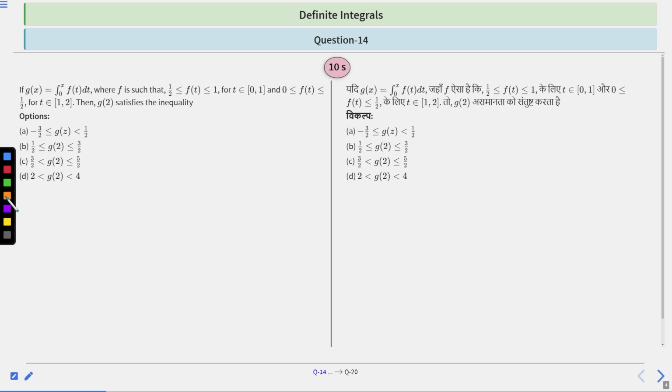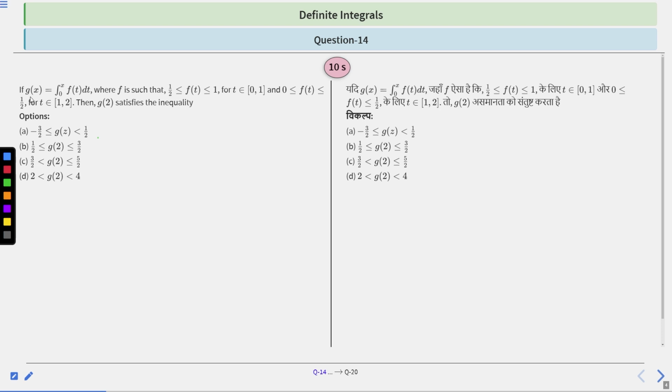So let's start with question number 14, which says that if gx is equal to integration from 0 to x ft dt, where f is such that ft is from 1 by 2 to 1 for t between 0 to 1, and ft is between 0 to 1 by 2 for t belongs to 1 to 2, then g2 satisfies the inequality. Right. So we have to figure out g2 satisfies which inequality.